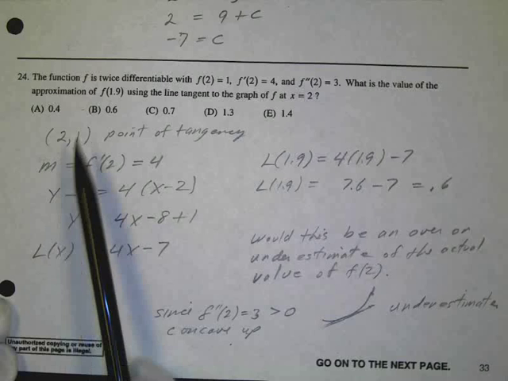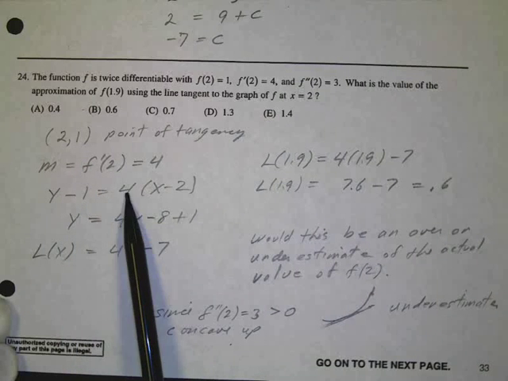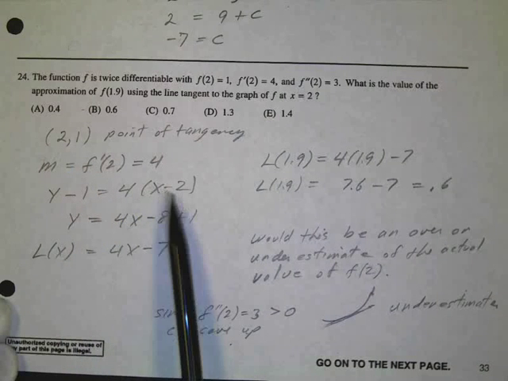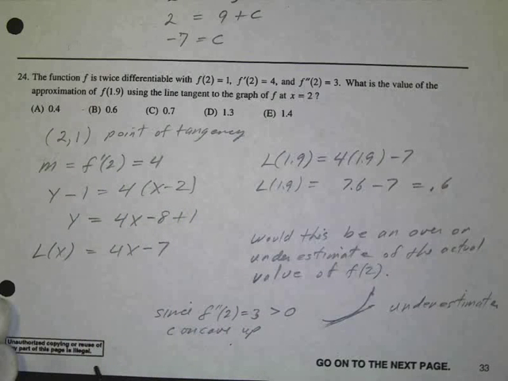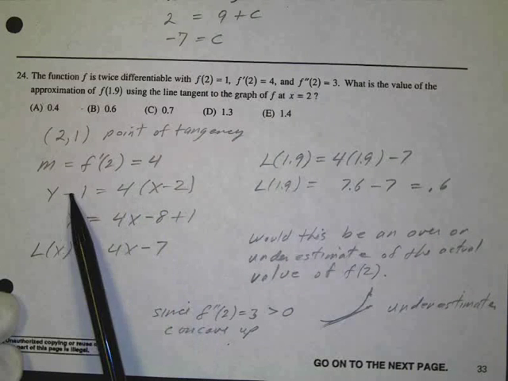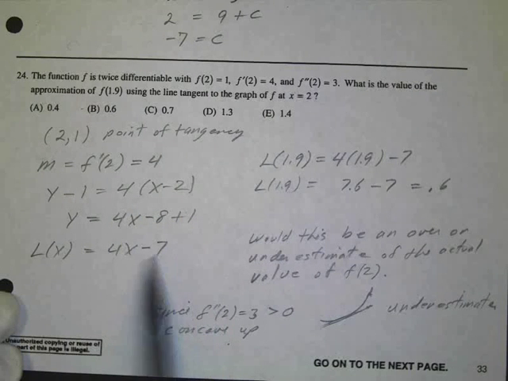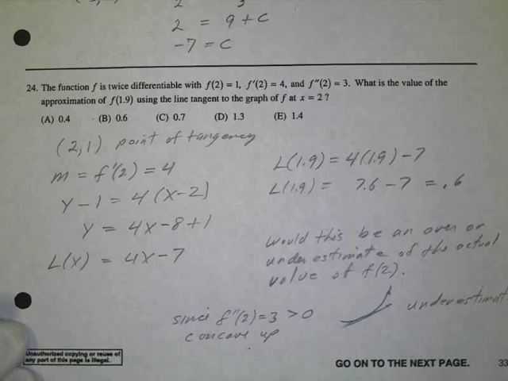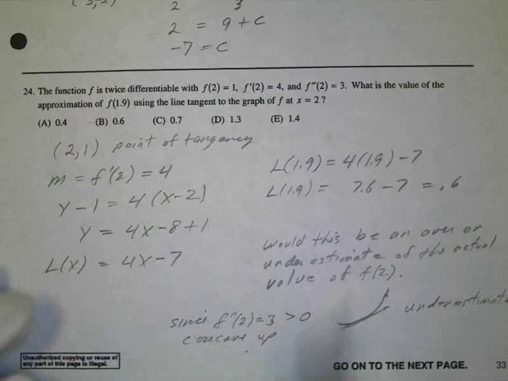So there's my equation of the tangent line. y minus y1 equals m, 4, times x minus x1. All right, so far so good. Then we solve this for y, so that's going to be 4x minus 8 plus 1, or 4x minus 7, and that's my linearization, or my approximation that I can use.